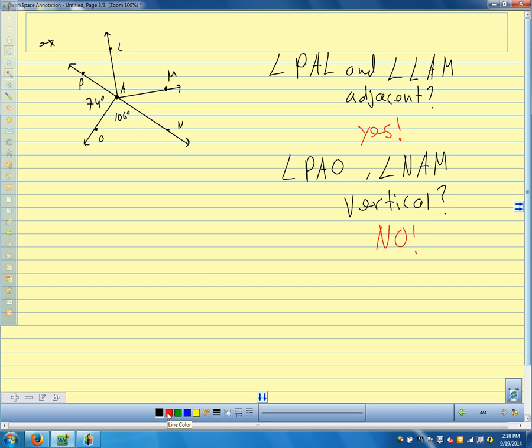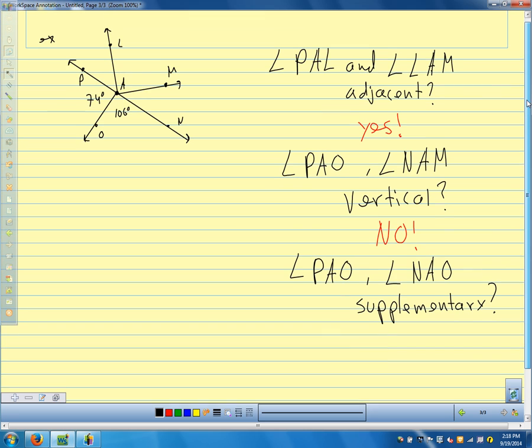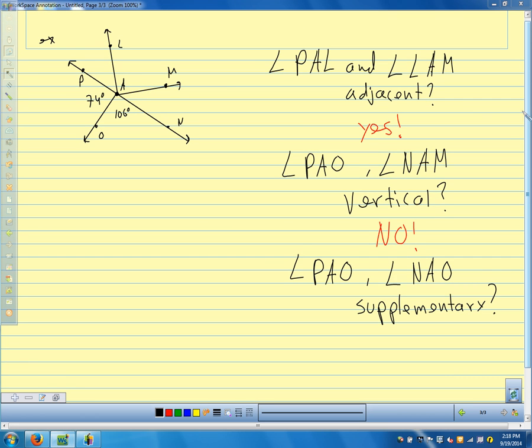Last question about this picture. Angle PAO and angle NAO, supplementary? Couple of yeses. What made you say yes? These two, 74 plus 106 is 180. So that would be a yes.